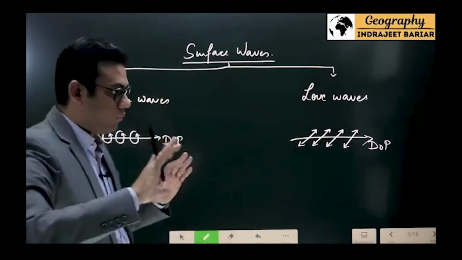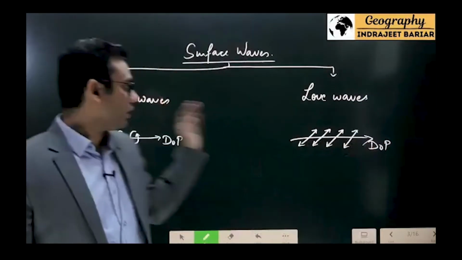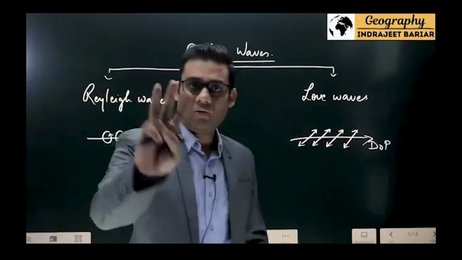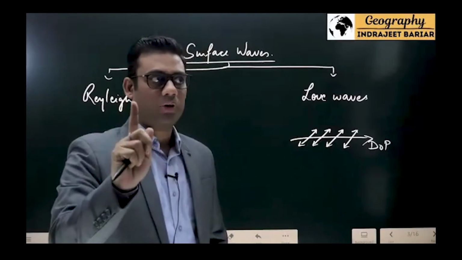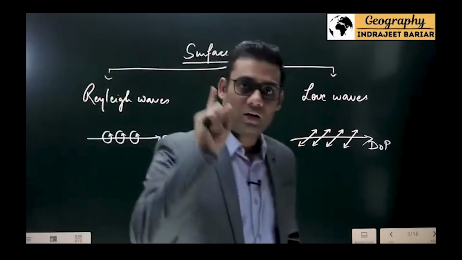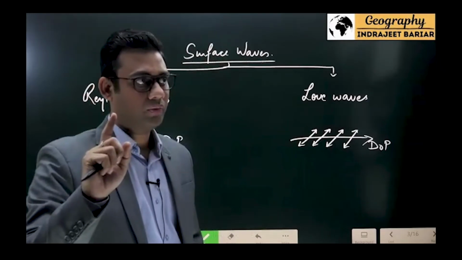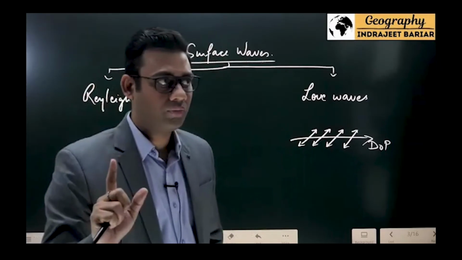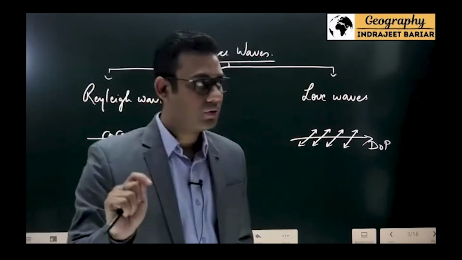So out of the 4 waves that we have now, that is the P waves, S waves, Rayleigh waves and Love waves, 3 waves are there in which particles vibrate perpendicular to the direction of propagation, and there is 1 wave in which the particles vibrate parallel to the direction of propagation. Understood, everyone? These are the properties of seismic waves.